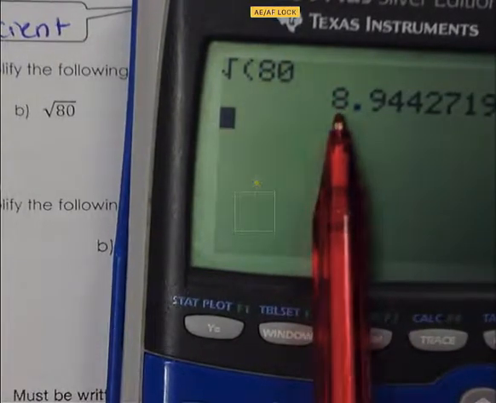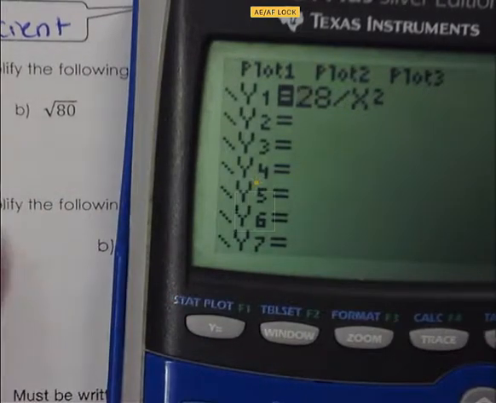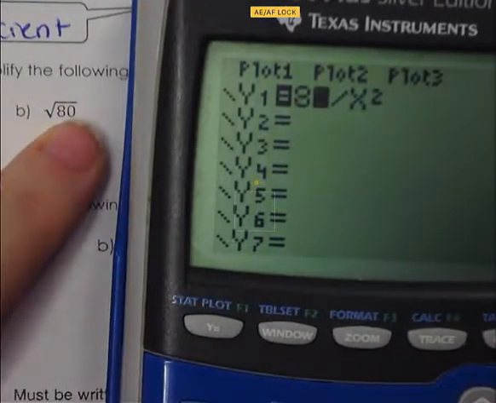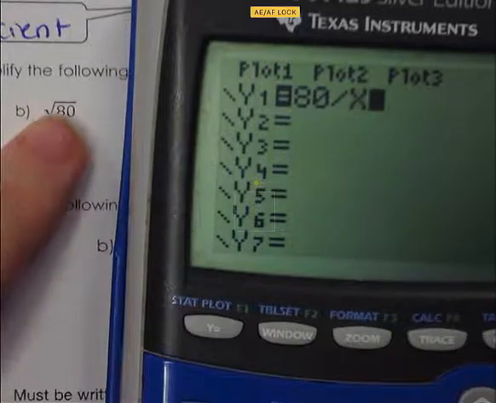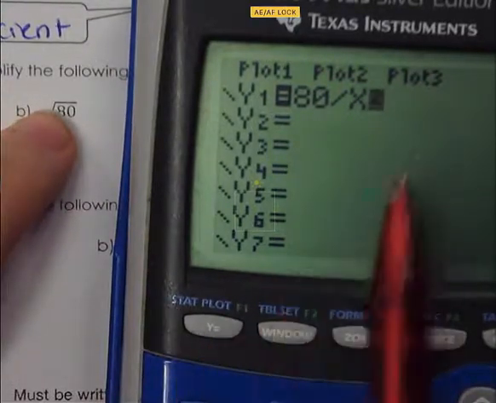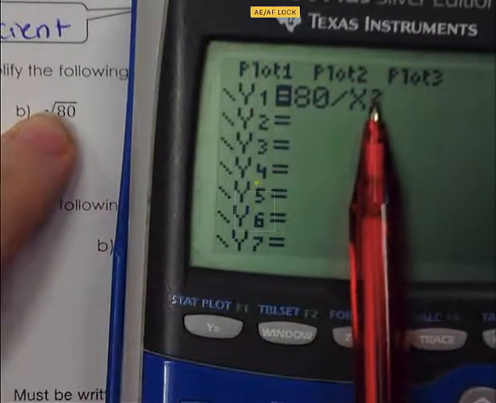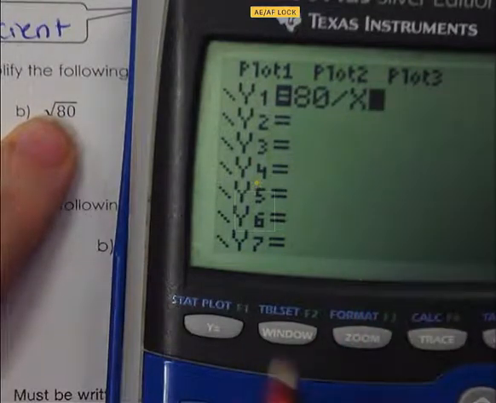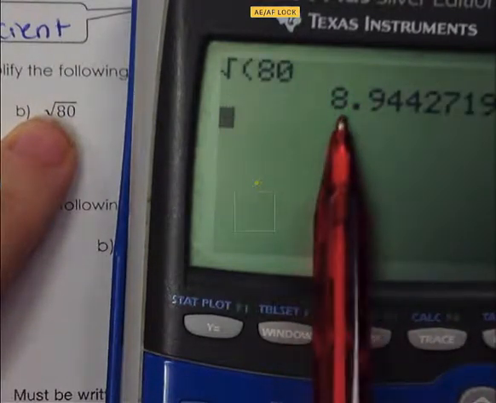So we're going to start at 8. So go to our y equals, and we do our radicand, 80, divided by x raised to the index. The index is 2 because it's not there, so it's raised to the x squared. Okay, so it's divided by x squared. And again, we had the value of 8.